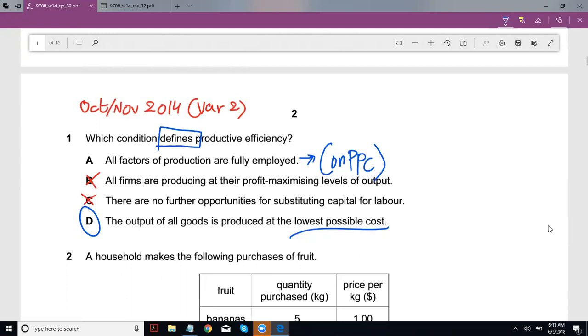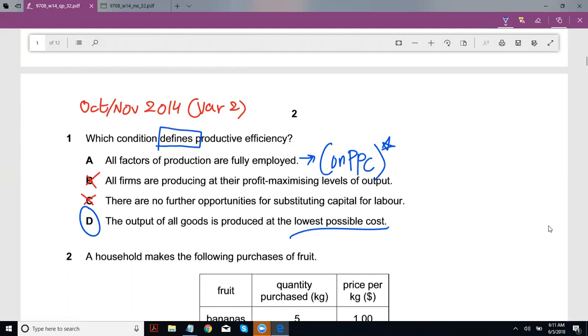Now, in A, yes, if all factors of production are fully employed, if you're operating on your PPC, well, then yes, definitely you are productively efficient. But that is not necessary. I mean, you've met the conditions of productive efficiency, but that is not necessarily the definition of productive efficiency. This is just like an indication rather than the actual defining condition. The defining condition is when you're producing output at the lowest possible cost.